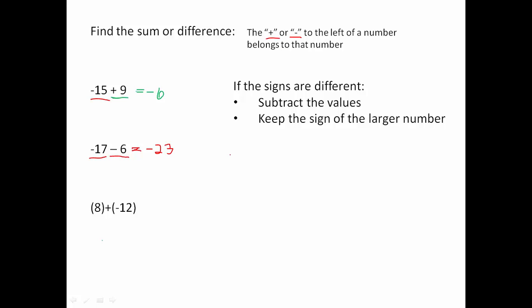I consolidated that debt. In other words, those two negative numbers are pulling me in the same direction. So I actually have to add the values. I added 6 to 17 to get 23, and I kept the negative sign because they were both negative.